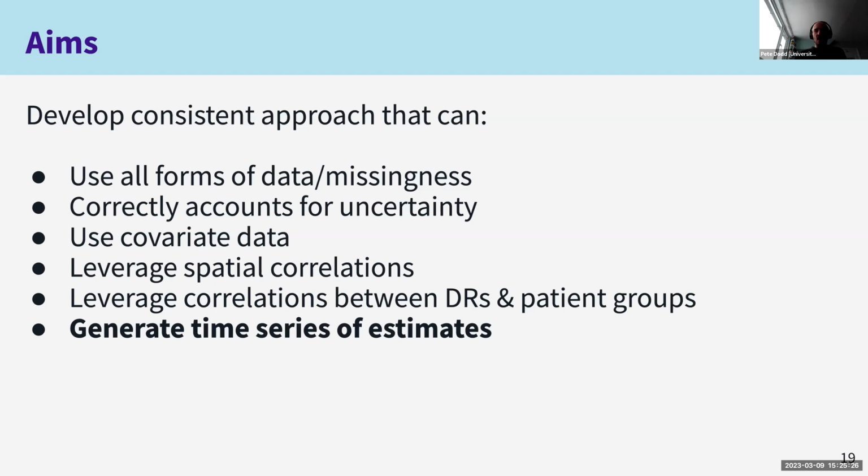It needs to be able to cope with uncertainty. It should be able to make use of covariate data. I was particularly keen on being able to allow for spatial correlations and see if they allowed you to improve estimates, and also potentially to look at the correlations between different types of resistance and between patient groups.